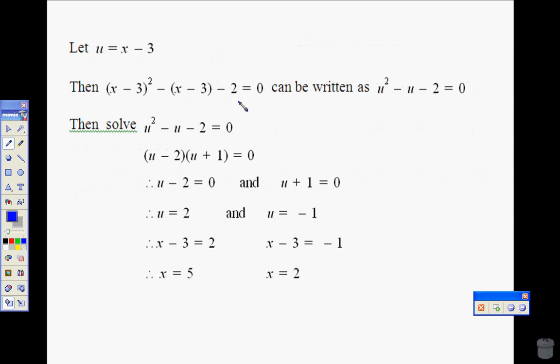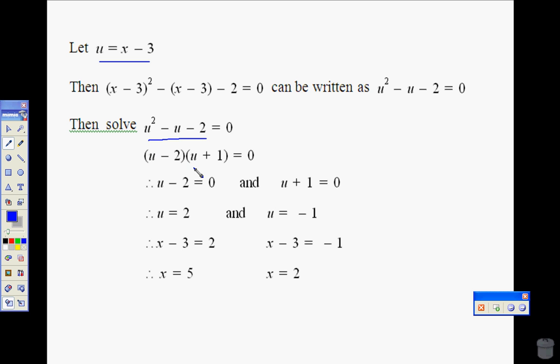So if this one we've got here, (x − 3)² − (x − 3) − 2, if we do a substitution of letting u equal x − 3, we can start to write that in this form. So instead of (x − 3)², we see u². The x − 3 here just becomes u, and the 2 stays by itself. Once we see an equation like that, well, that's just like a regular quadratic equation that we've solved before. And we can do the factorization. That comes down to our brackets of (u − 2) and (u + 1).